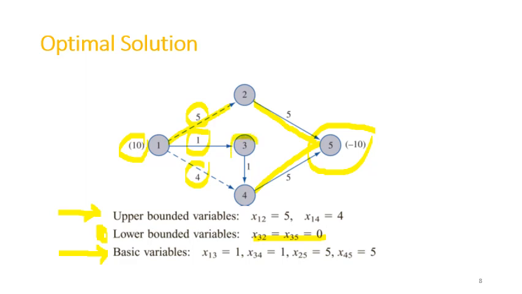And then the net supply for node 3 is 0 because it receives 1 unit of flow, and then it sends out 1 unit of flow as well. The same thing for node 4. It receives 4 units from here and then 1 unit from there, and then it sends out all those 5 units of flow from 4 to 5. So the net supply for node 4 is also 0. You can see that this optimal solution really satisfies all the conservation of flow constraints for all nodes in the network.